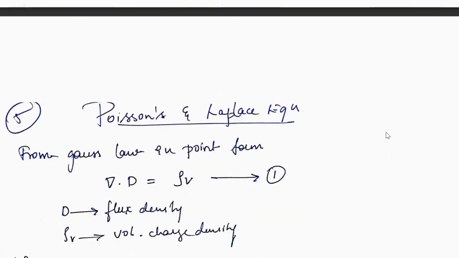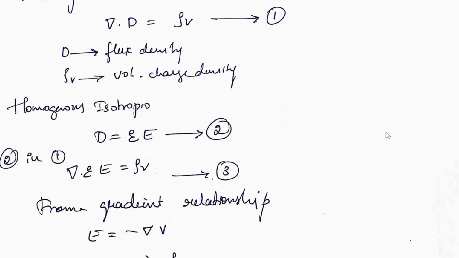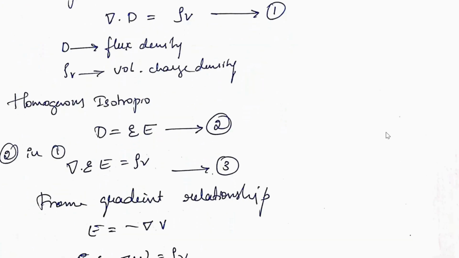Starting with the topic, I'll start with the Poisson's and Laplace equation derivation. From Gauss law in the point form, we know that del dot D is equal to rho v. Take it as equation 1, where D is the flux density which we have discussed in the module 2 lecture video, and rho v is the volume charge density. Now for a homogeneous isotropic medium we write D is equal to epsilon into E. Consider that as equation 2.